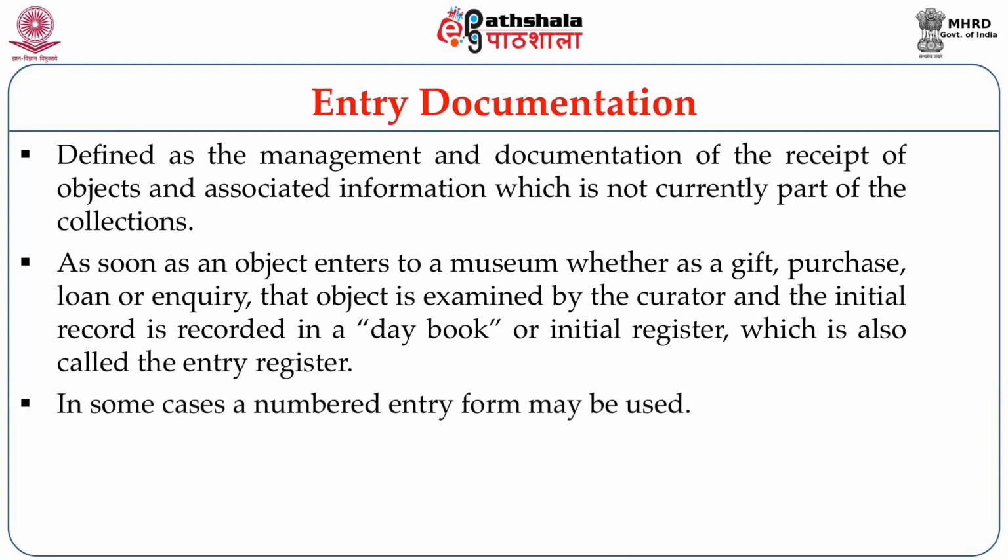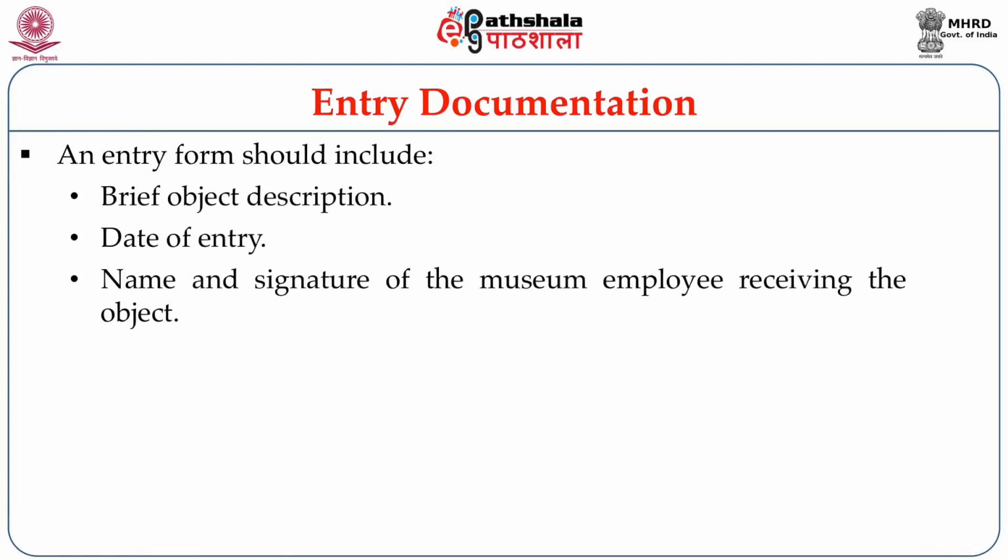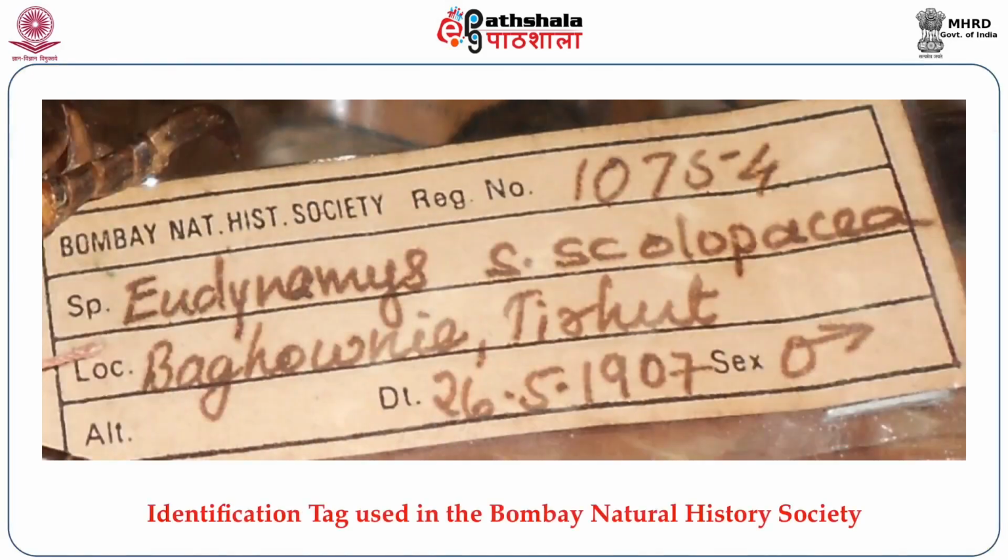In some cases, a numbered entry form may be used. An entry form should include a brief description of the object, date of entry, name, and other related matters of the museum employee who received the object. Here is an example of an identity tag used by the Bombay Natural History Museum, Mumbai.